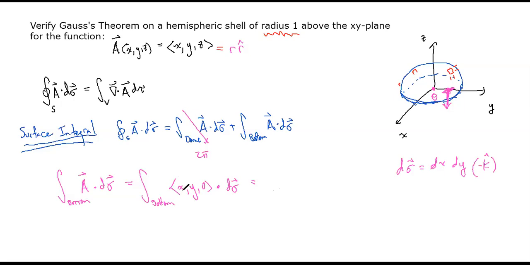So here I have something with an i hat component, right? This is x i hat plus y j hat plus 0 k hat, unmixing the terminology. And then I'm taking the dot product of that with 0 i hat plus 0 j hat minus, really, dx dy k hat. And that gives me what?